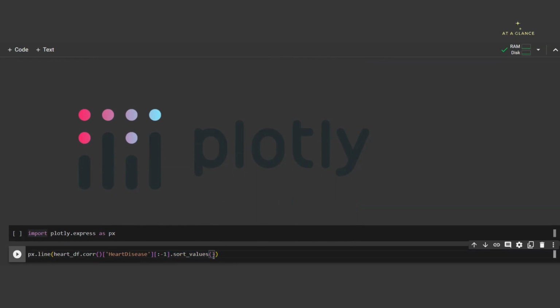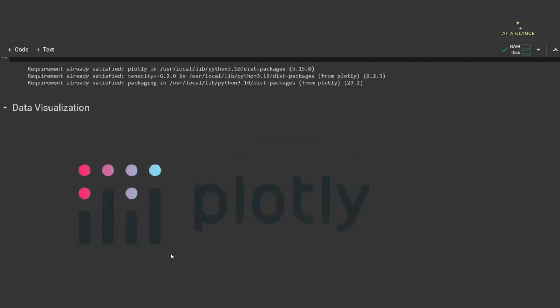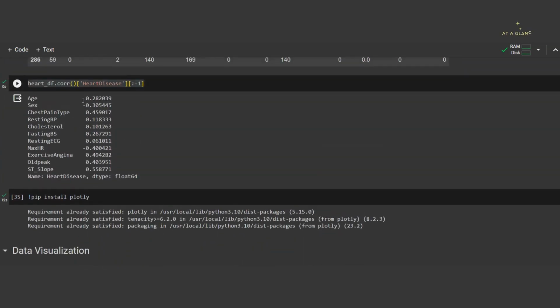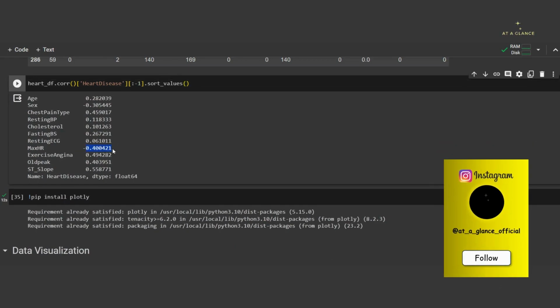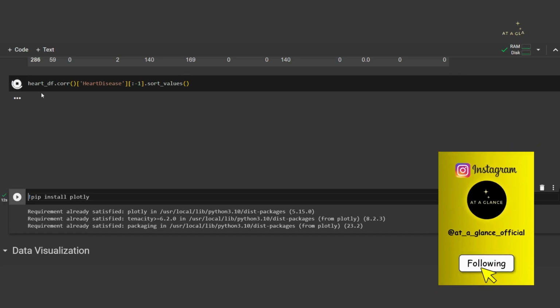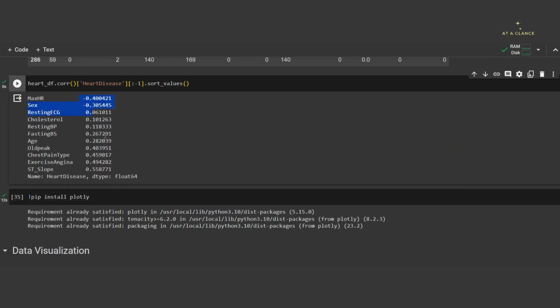Now this is completely optional. Sorting will sort all these values based on their magnitude. So let's try sort_values. You can see the least value here is minus 0.4, which is for max HR. So max HR will come first. So you can see it has got sorted in ascending order.